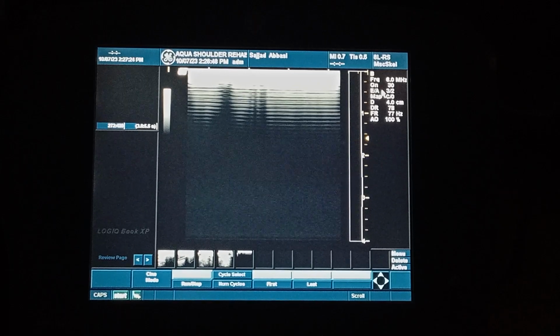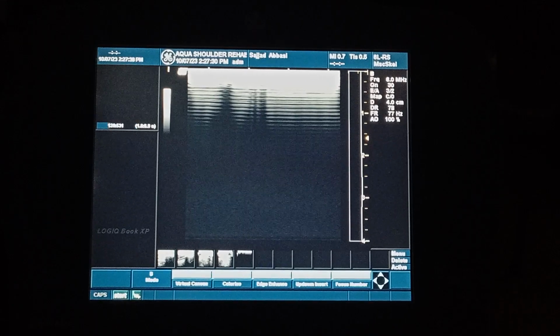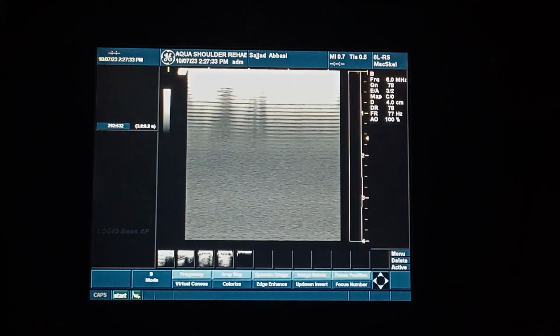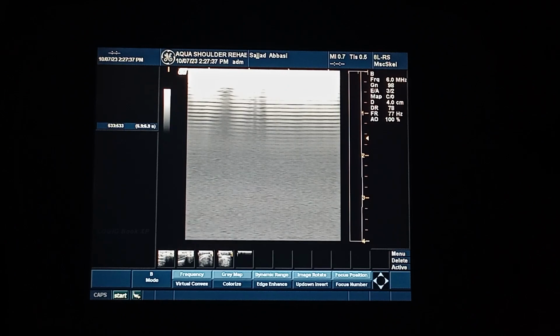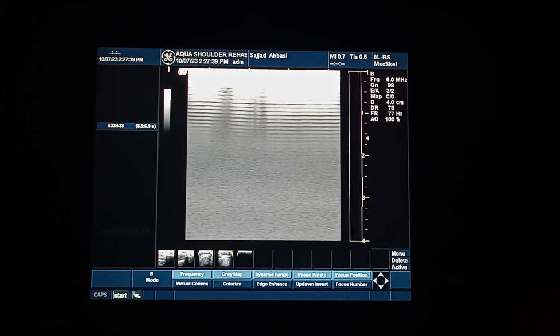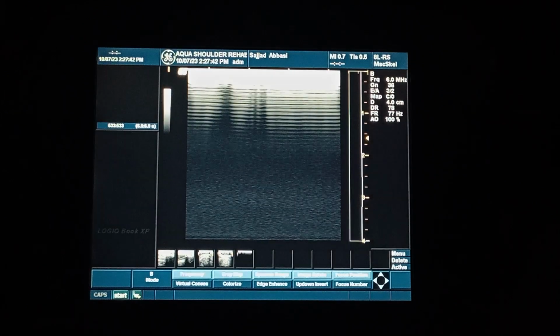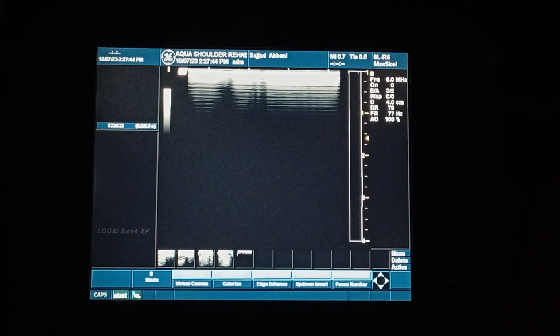GN stands for gain, meaning we are working at only 30% or 30 of the total gain. If you want to increase the gain, I'm increasing the gain. You might see the overall screen is getting white. This is 100% or 98% gain. I'm decreasing the gain to 0, and now you see that even at the same frequency the overall screen appearance has changed. So this is just amplifying the returning signals or echoes.